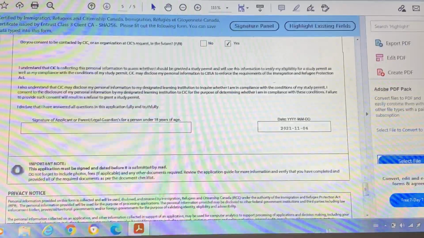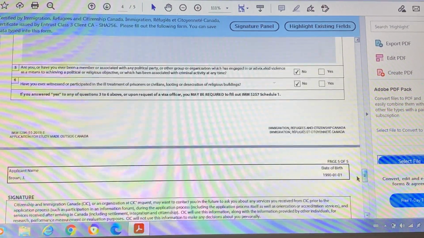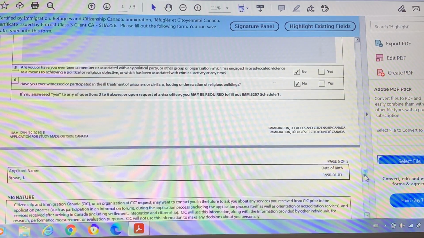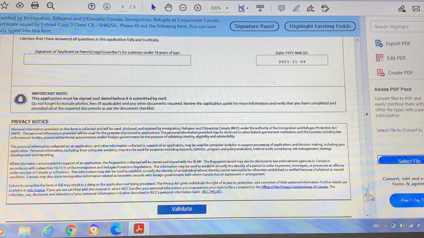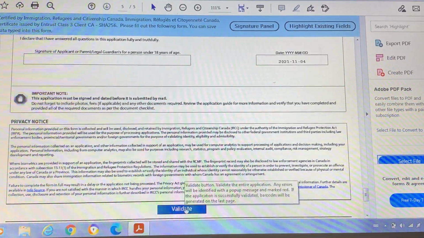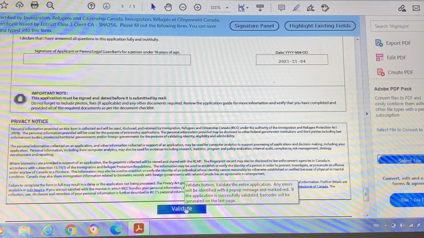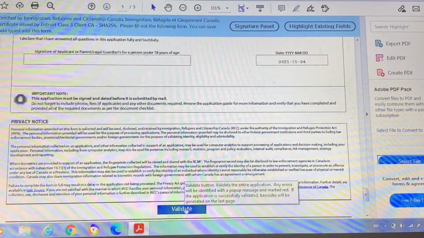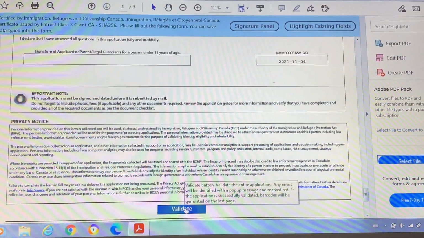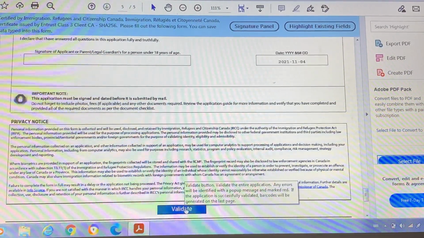Yes, guys, so when you are done and you have double-checked, you go all the way up and you make sure that all your information is accurate, then you're gonna hit this validate button. I'm not sure if it's gonna allow me to validate, guys, because there are some sections that I didn't fill out, like the employment section and the college section. So it probably won't allow me.